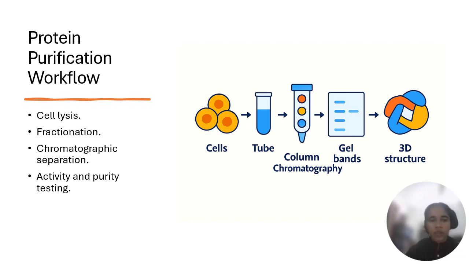Then we check the activity and purity using gels or assays. We confirm whether the protein is functional and whether only one band, which means one protein, is present. Finally, we get the pure protein, which can be used for structural studies, experiments, or even medical applications. So protein purification is literally filtering step by step from a complex mixture to one single clean functional molecule. And only after purification can we truly study how that protein works.